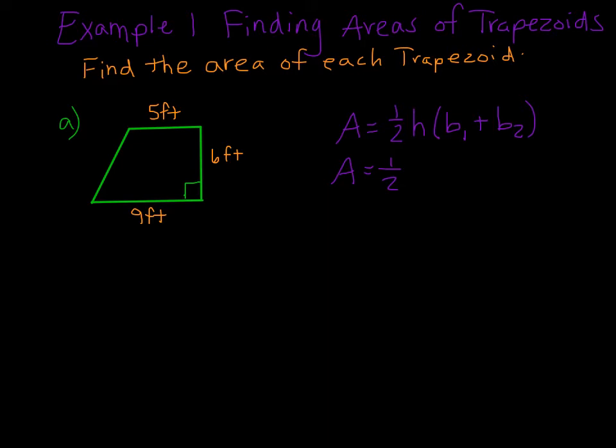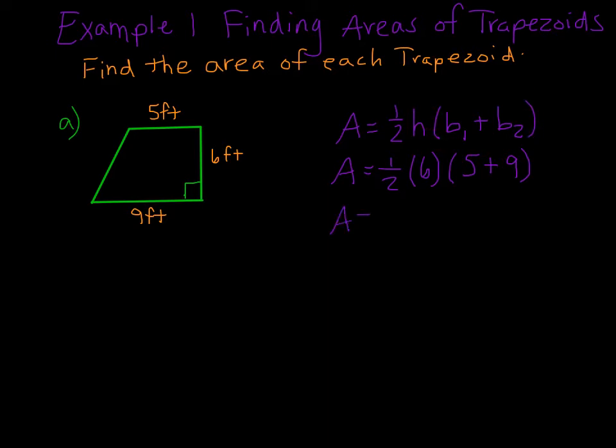times your H, so times 6, times your base 1, which is 5, plus your base 2, which is 9. Okay, so everything's filled in. Your next step is to solve the addition problem first. That's in your original parentheses. This is the original parentheses. Okay, so it starts here. So that's what you're solving first.